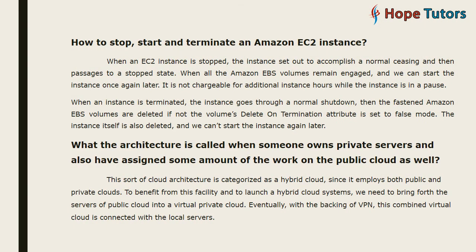How to stop, start and terminate an Amazon EC2 instance. When an EC2 instance is stopped, the instance performs a normal shutdown and then transitions to a stopped state. All the Amazon EBS volumes remain attached, and we can start the instance again later. It is not chargeable for additional instance hours while the instance is in a stopped state.